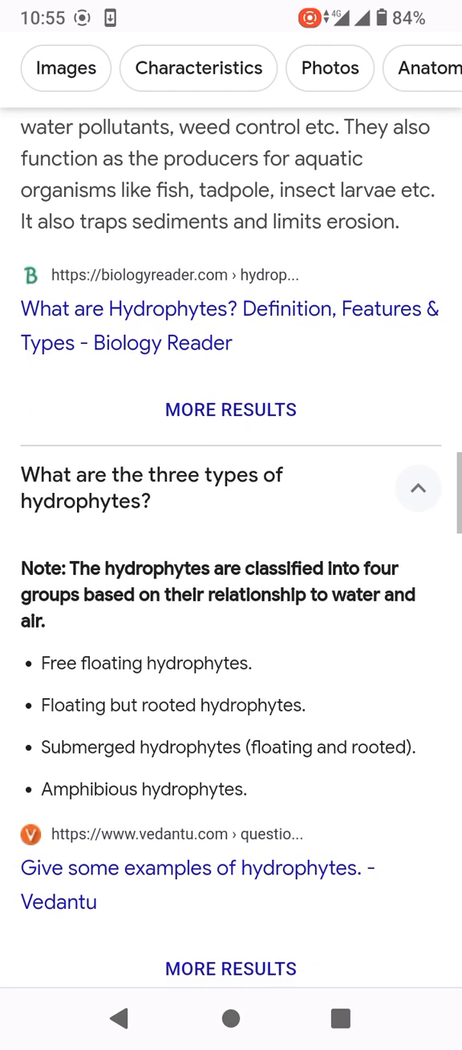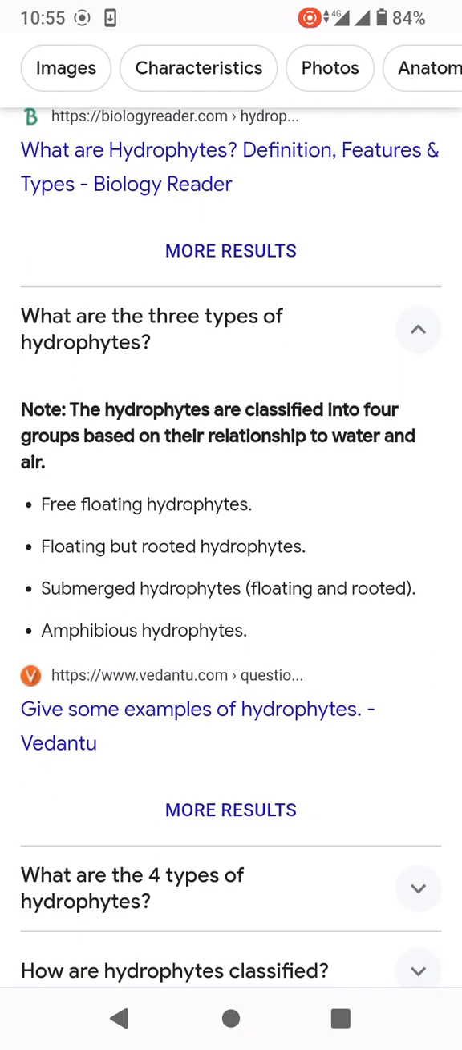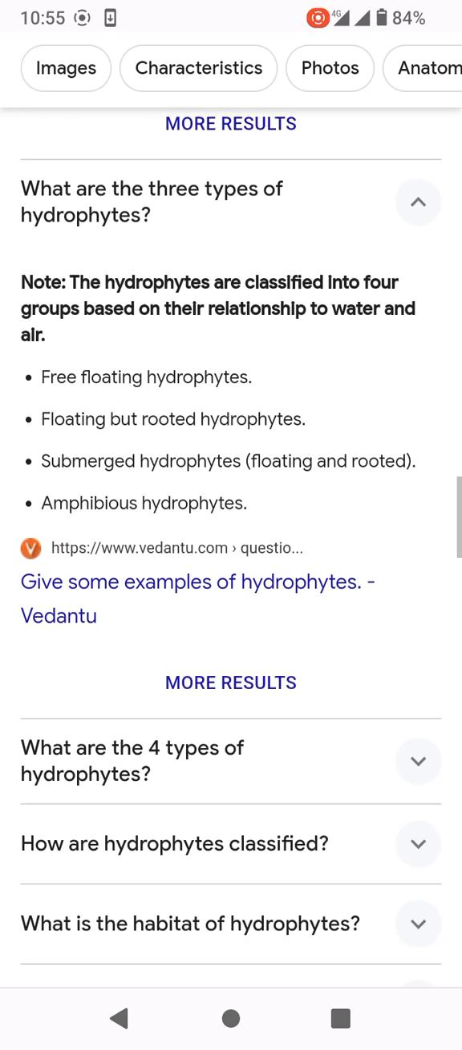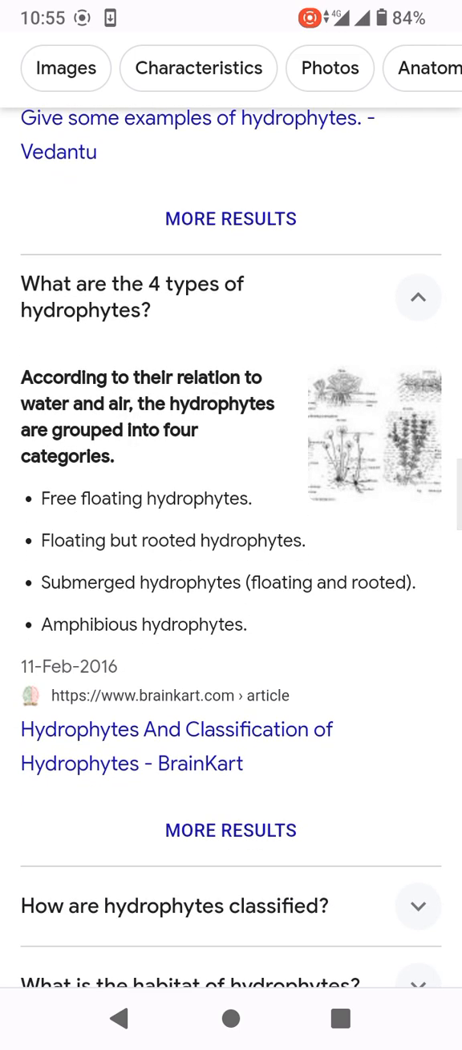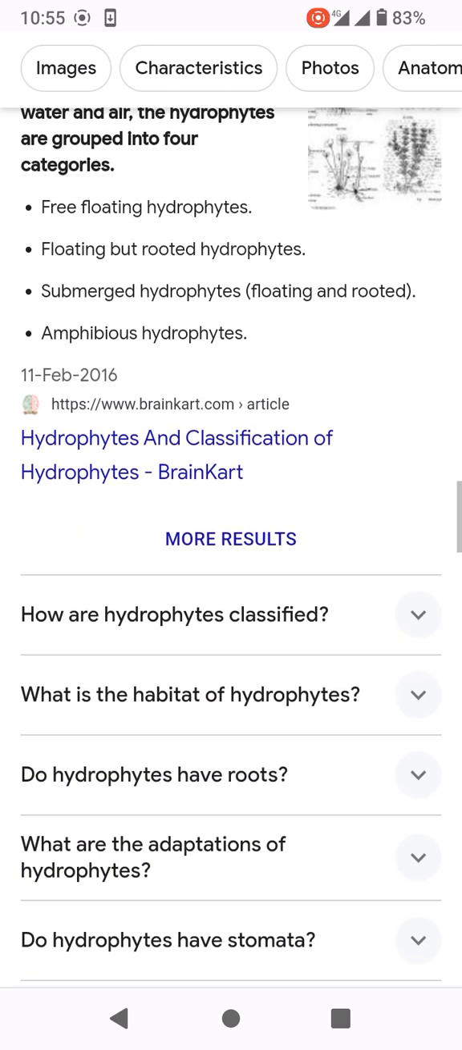What are the types of hydrophytes? Free floating hydrophytes, floating but rooted hydrophytes, submerged hydrophytes, amphibious hydrophytes. Hydrophytes की 4 टाइप बताने हैं। Free floating hydrophytes, floating but rooted hydrophytes, submerged hydrophytes, amphibious hydrophytes.